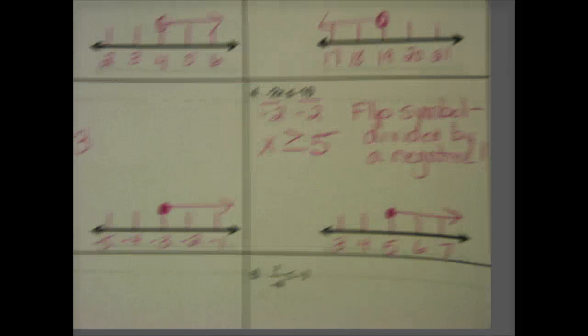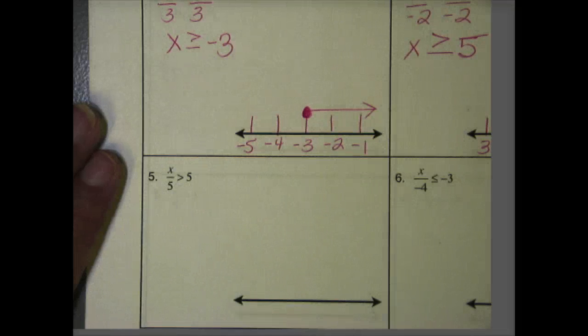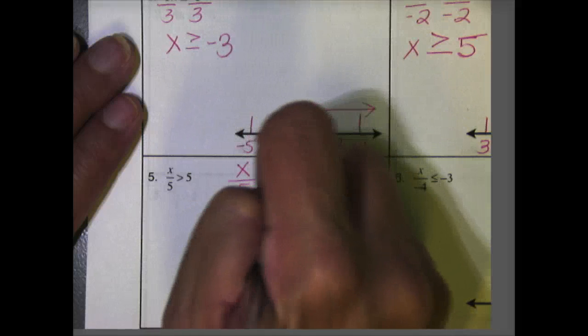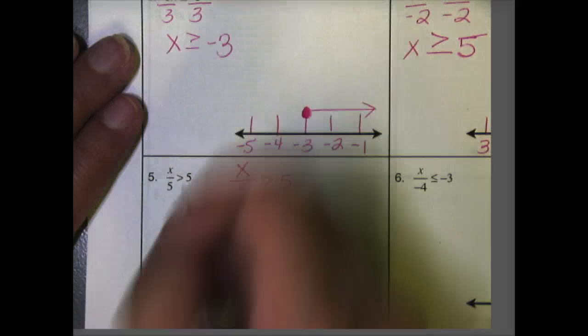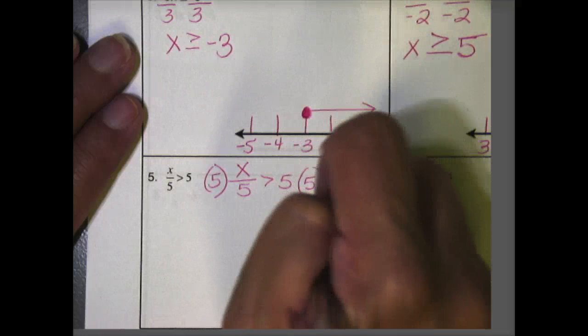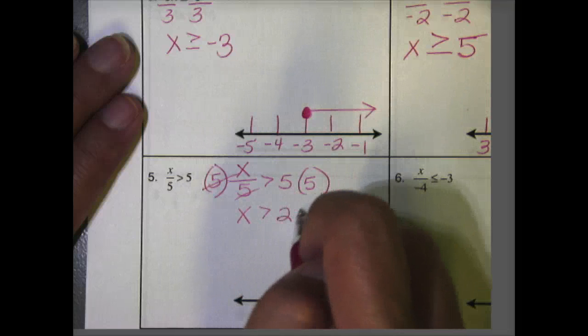Let's look at number 5. Number 5 says x divided by 5 is greater than 5. Remember that I like to rewrite these to give me a little bit more room when they're division. I multiply both sides by 5 to get x by itself. That means these two cancel, and I get x is greater than 25.